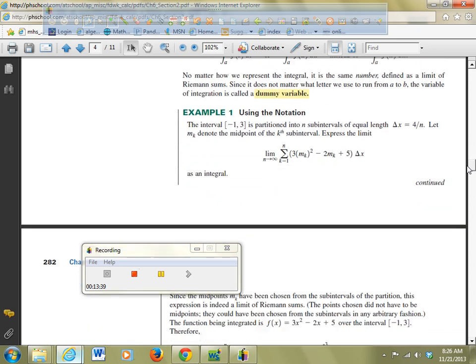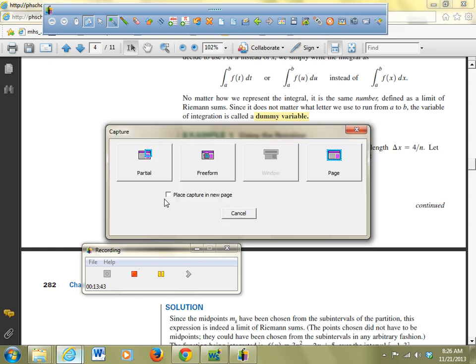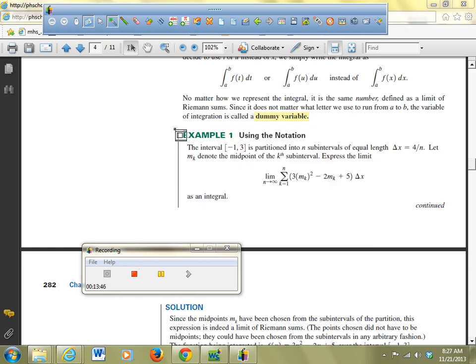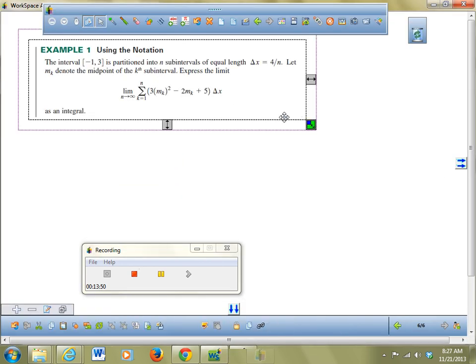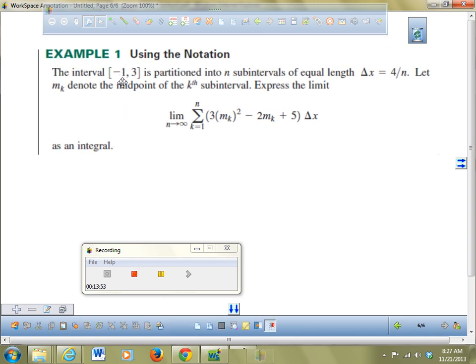So now, what if I have a problem like this, which you will? So I want to do this one, and all this is rewriting. Can you see this now? The interval from -1 to 3 is partitioned into n subintervals with length delta x equals 4 over n.